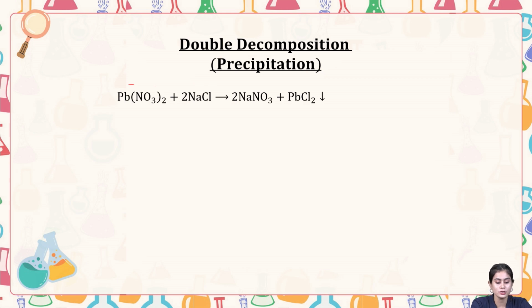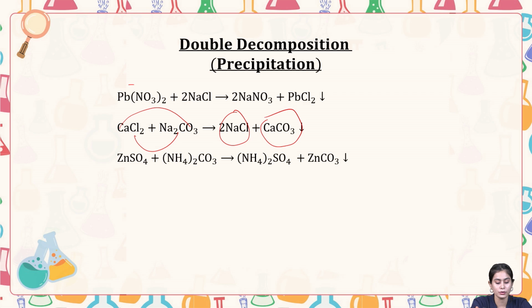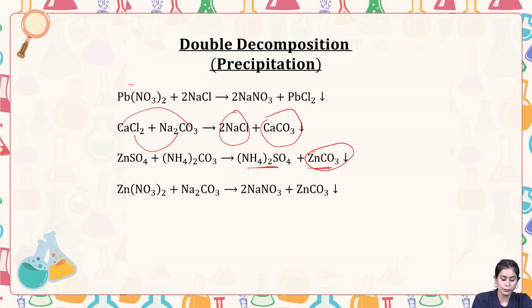Let's move on. Next one. Calcium chloride, CaCl2, plus Na2CO3. So CaCO3 and NaCl. Simple double displacement reaction. ZnSO4 plus NH4 CO3, ammonium carbonate, will give me what? Zinc carbonate as the precipitate and your ammonium sulfate, (NH4)2SO4. Ammonium sulfate plus ZnCO3.